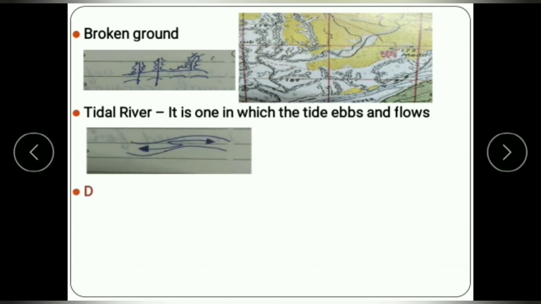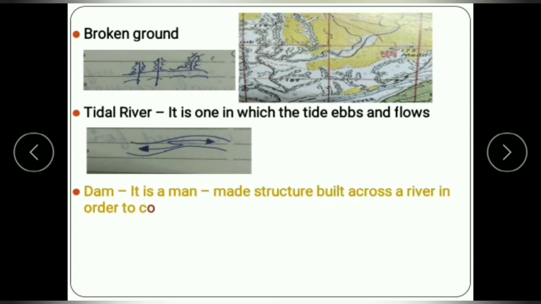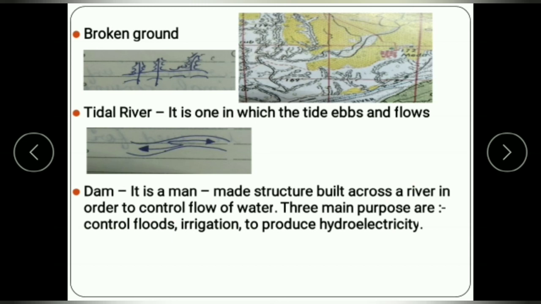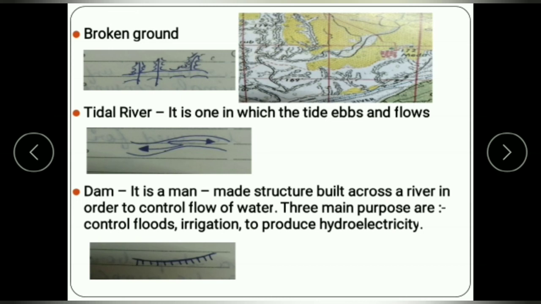Next, dam, it is a man-made structure built across a river in order to control the flow of water. Three main purposes are to control floods, irrigation, and to produce hydroelectricity. So this is the meaning of the dam, and this is depicted on the topographical map like this.